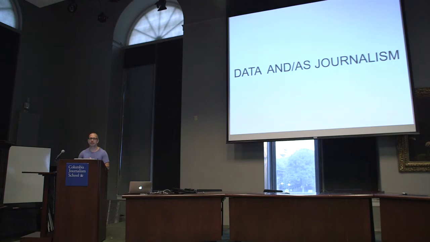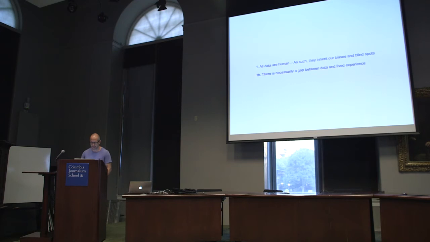Okay, so next we're going to spend a little time talking about data and journalism. So I was promising you a few rules as we go along. The first that I've tried to emphasize already is that all data are human. They depend on human observation, human memory, human intervention, human activity to record a data set. Without humans, there are no data. Okay?